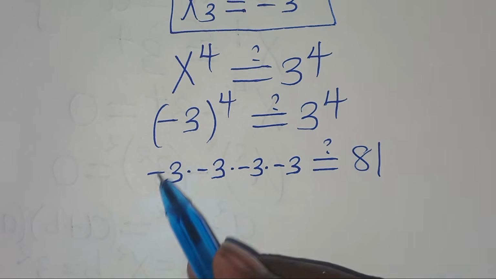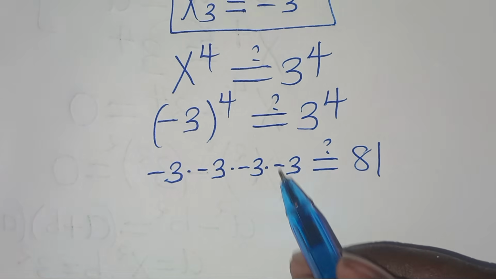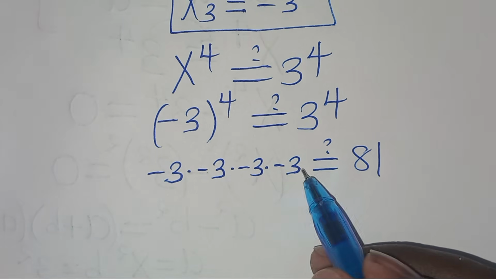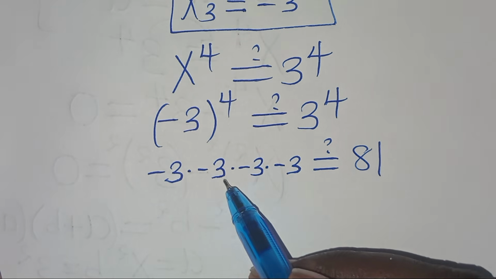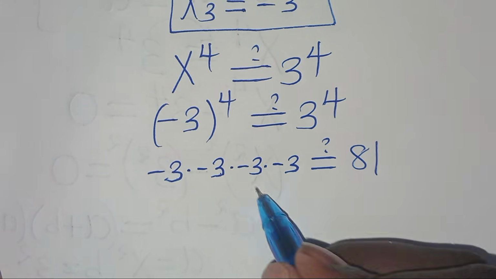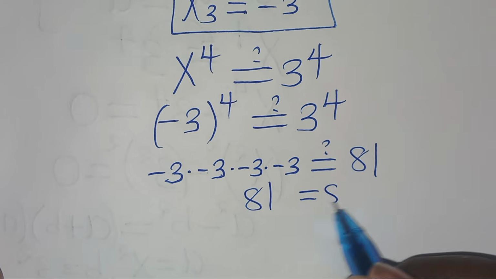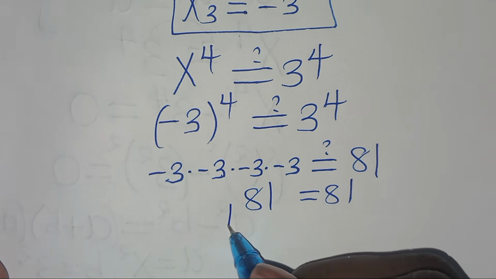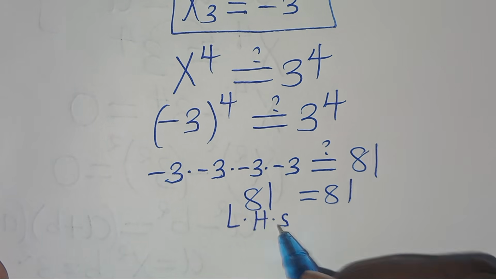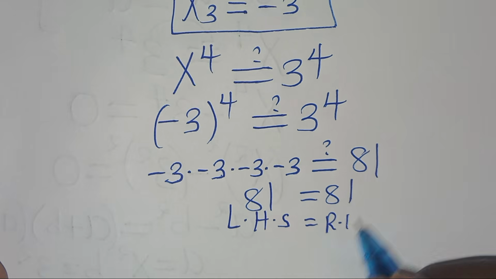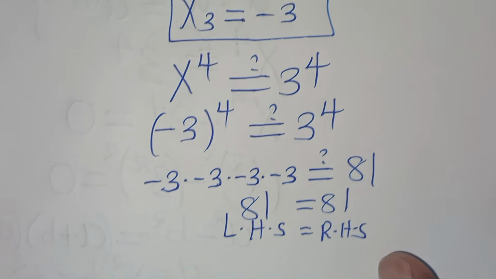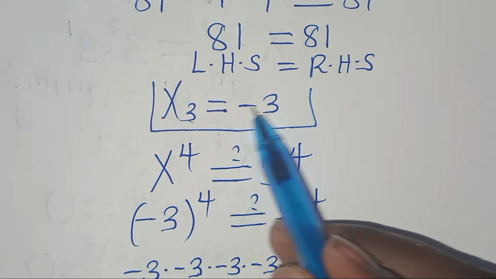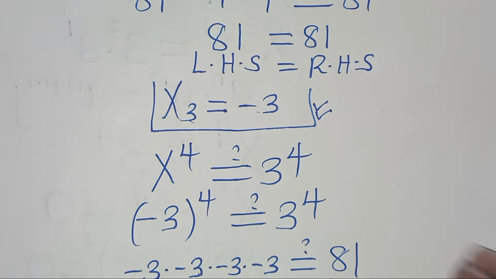So we have negative times negative times negative times negative. This is positive, and then we have 3 times 3 times 3 times 3. This is 81, which is equal to 81. And this means that the left hand side is equal to the right hand side. And this verifies that x3, which is minus 3, satisfies the equation.